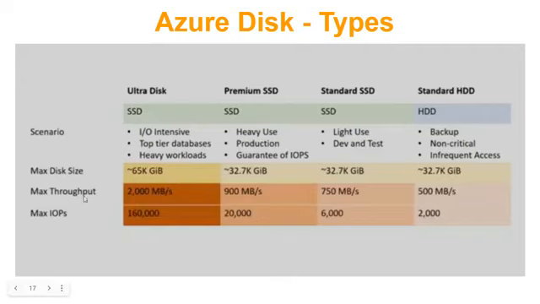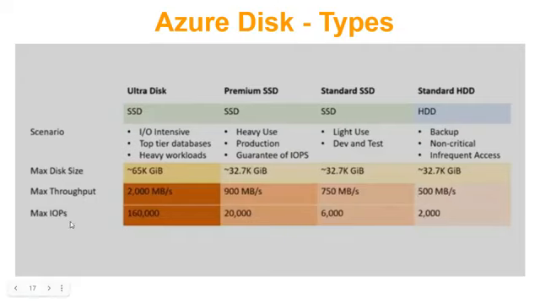And next, maximum throughput. We have 2000 MB per second for ultra disk. So it is really high speed. See the difference between ultra disk and premium disk itself. Premium has nearly 1000 MB per second, for standard SSD it is 750 MB per second, and for HDD we have 500 MB per second.